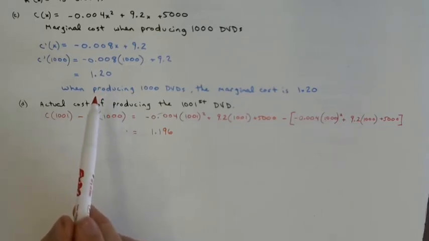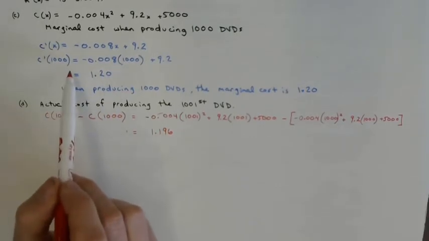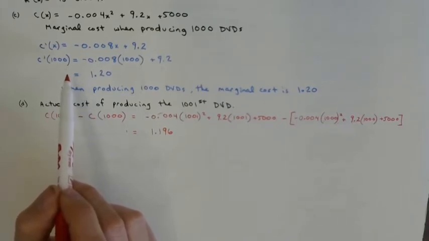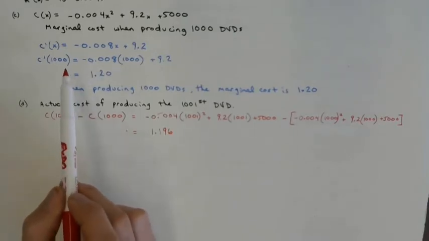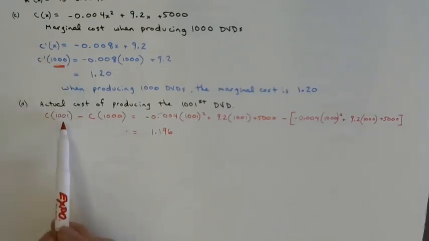And then there's a note that says that for large values of x, which I would say 1000 is, the marginal cost, so what we found out here, the marginal cost when producing x items is approximately equal to the cost of producing one more item. So the marginal cost at 1000 is pretty much the same as the exact cost of the 1001st DVD.